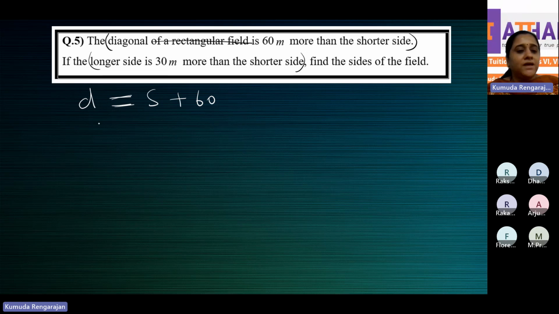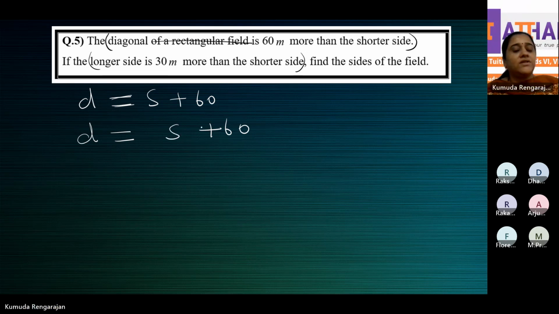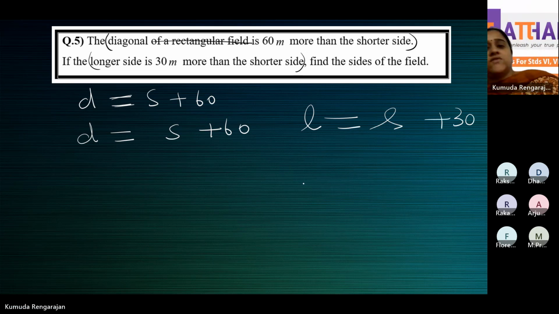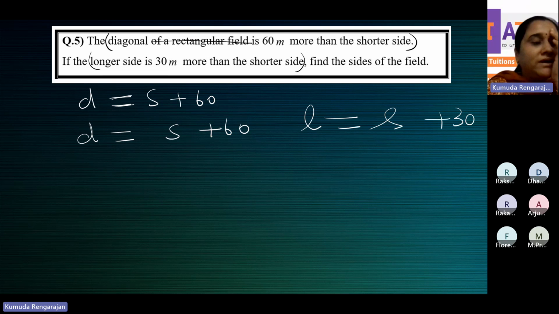See, I'll write it again. Diagonal is 60 meters more than the shorter side. Then the next one: the longer side is 30 meters more than the shorter side. Understood? Find the sides of the field. Now remember, you can call anybody as X.